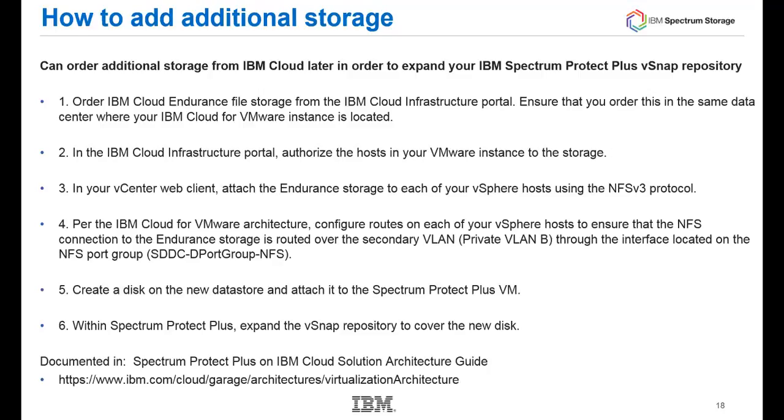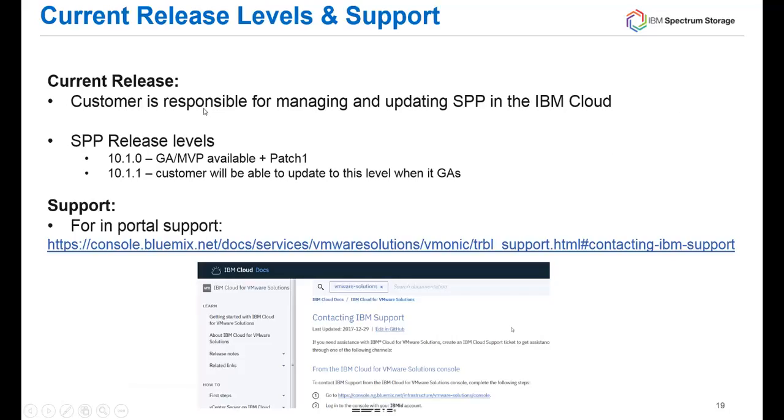It may become necessary over time to add additional space to your Spectrum Protect Plus vSnap repository. So we do outline the way to do that. That is in the architectural guide. Currently, Spectrum Protect Plus is being shipped at 10.1. Once 10.1.1 releases, you will be able to update to that level. That will be the customer's responsibility. Support is provided in Portal by clicking on this link here, and that will take you to the different IBM support areas. The cloud folks will redirect any calls that are necessary to Spectrum Protect Plus support as well.